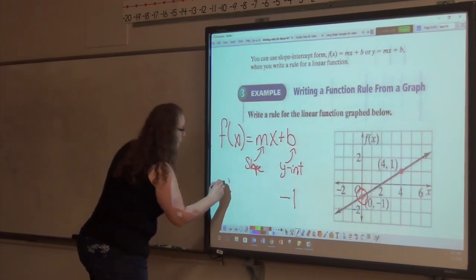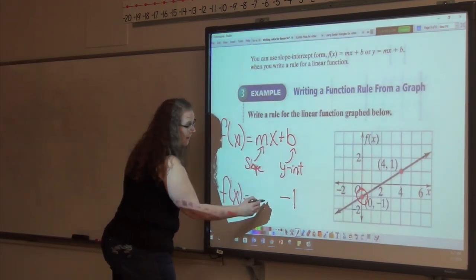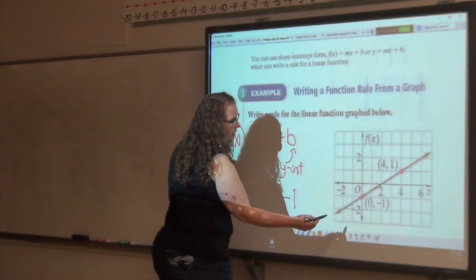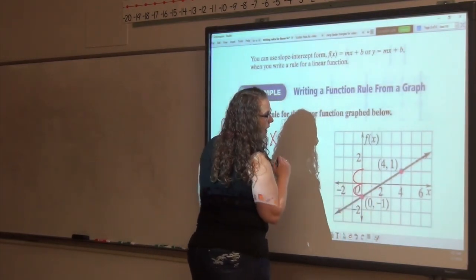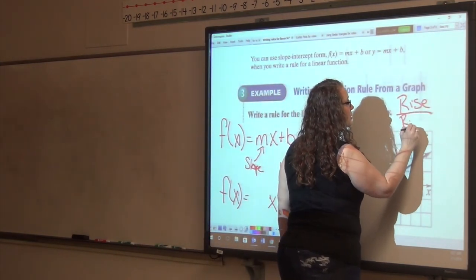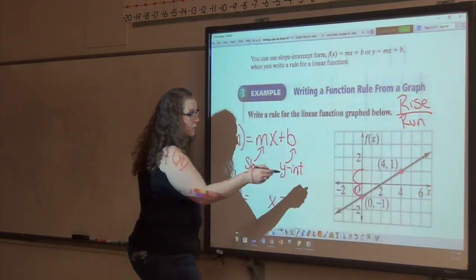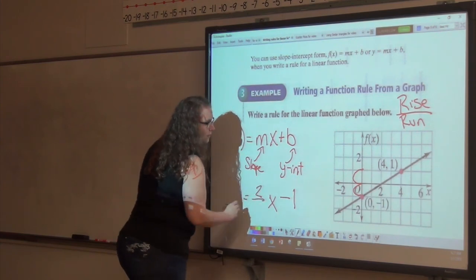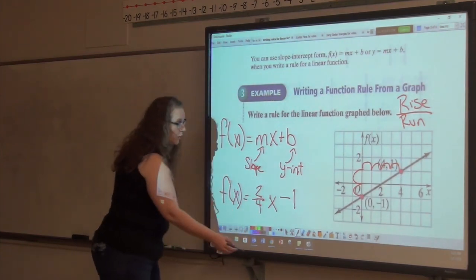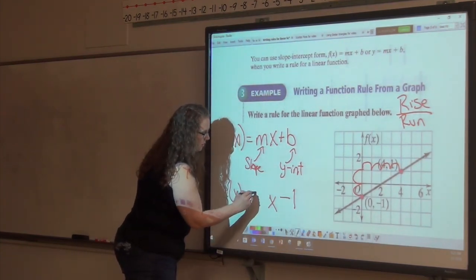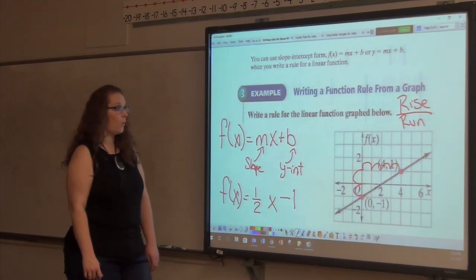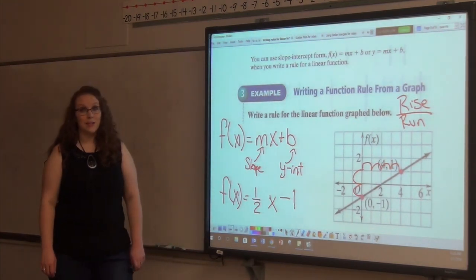All right, then my f of x isn't going to change. It's going to stay the same. My x is still going to be there. I've got to figure out what my slope is. So I can look here, and I can go from this line to this line. We have a rise of 2, and remember, it's rise over run. It's been a while since we did linear, so make sure you keep that in mind. Rise over run, so our rise is 2. And our run is 1, 2, 3, 4. So our slope is 2 over 4, which is also 1 half. So your rule for that function is f of x equals 1 half x minus 1. And that is it for writing rules of linear functions.